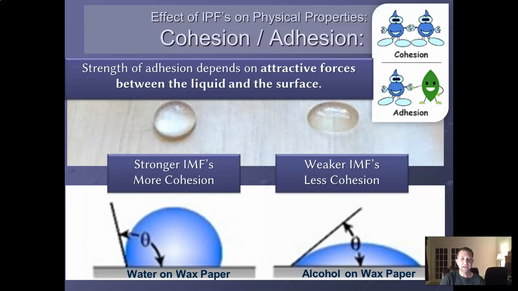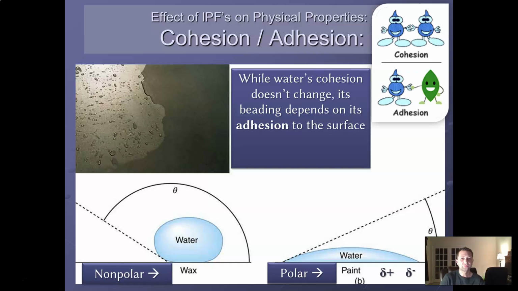So here's your balancing act here. The strength of adhesion depends on the attractive forces between the liquid and the surface, and how strong are the cohesive forces as well. So water's cohesion doesn't change, but its beading depends on the adhesion to the surface. Depending on what surface you put it on, it'll bead either better or less.